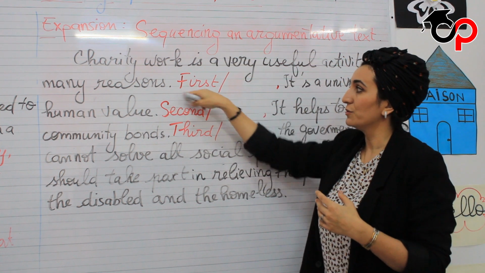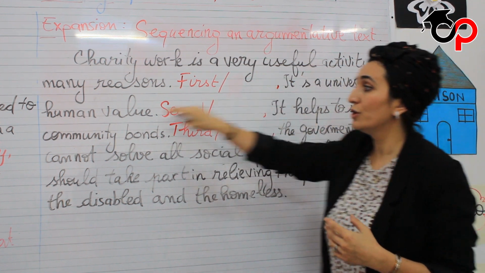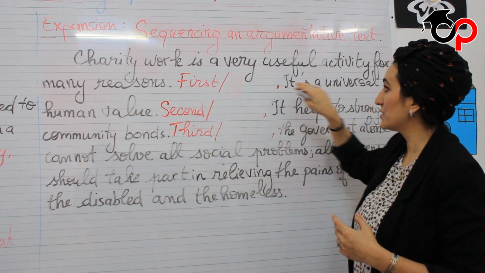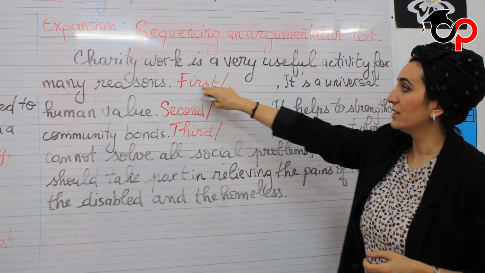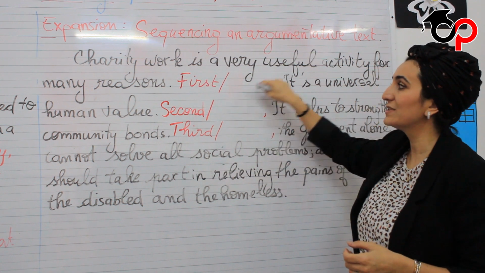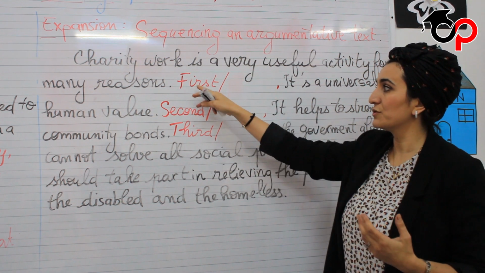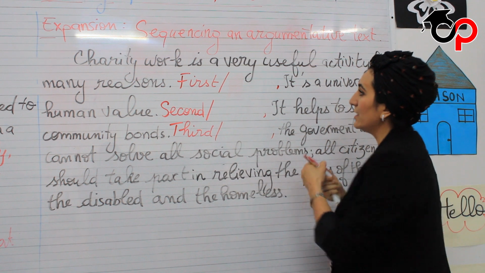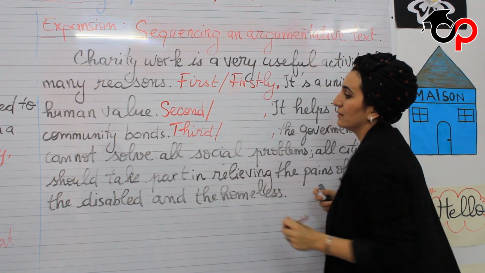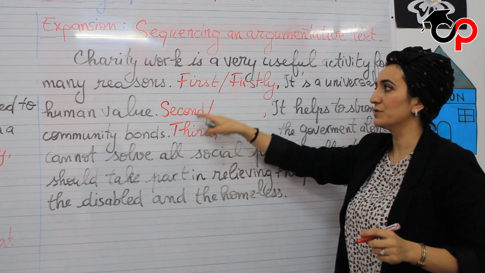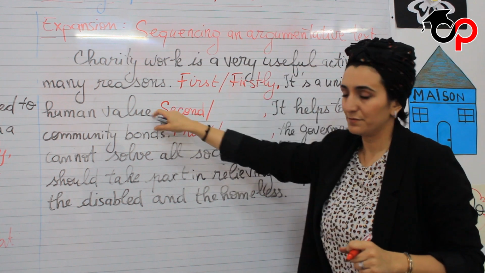For many reasons. So here you are going to list the arguments why you think charity is very useful and important, okay? So the first argument, first, it's a universal human value. First, it's a human universal value, okay? Instead of saying first, you can say firstly. Firstly is more familiar, it's less formal than first. First is formal, okay? You can say firstly. Okay, so here are the ordinal numbers. First, second, third.